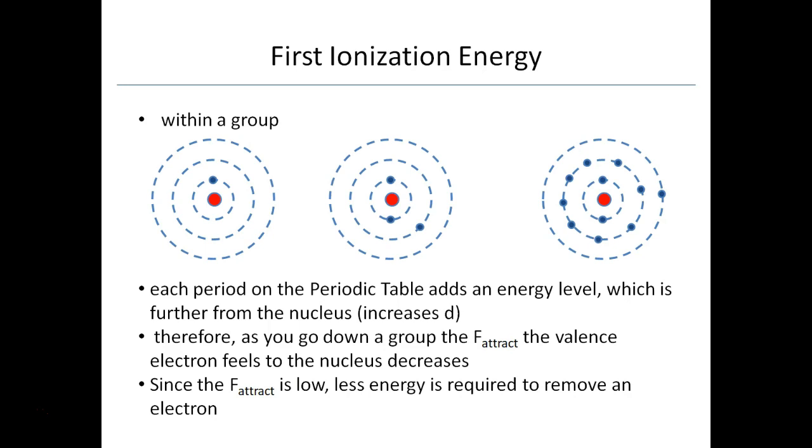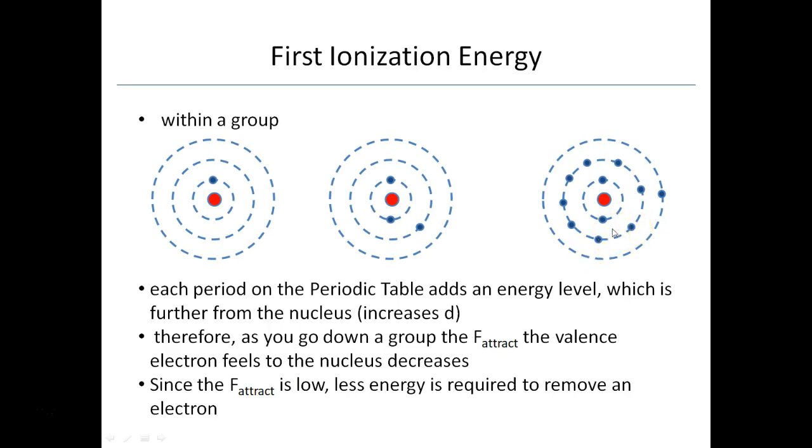So within a group, what happens is that we increase our distance to the valence electrons. Period 1 has a distance value of 1. Period 2 has a distance value of 2. Period 3 has a distance value of 3. Now they all have the same ENC value, because as we stated, all the elements in a group have the same ENC values. So ENC is constant. This has an ENC value of 1. This has an ENC value of 1. And this has an ENC value of 1.